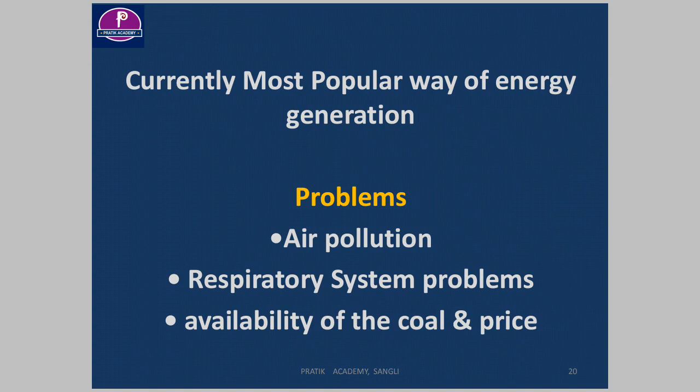But there are some problems of using coal as a fuel. What are the problems? The first problem is air pollution. This causes pollution of air. Then problems of the respiratory system. Then again, availability of coal and price is also an issue. Due to these reasons, the energy production from coal fired thermal power plants should be minimized.